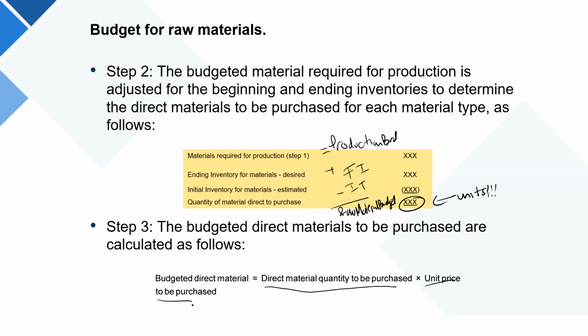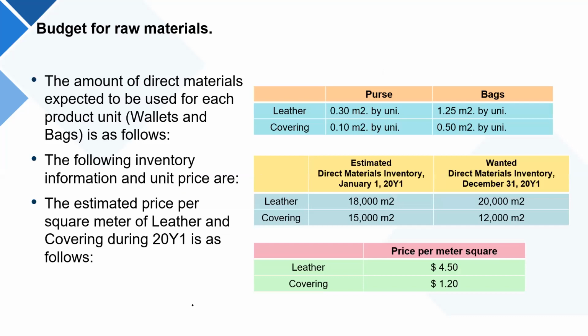Yes, we have it. It's also in paragraph number 8. So let's see an example. In this example, I have the wallets and the bags. Well, this should be wallets here.